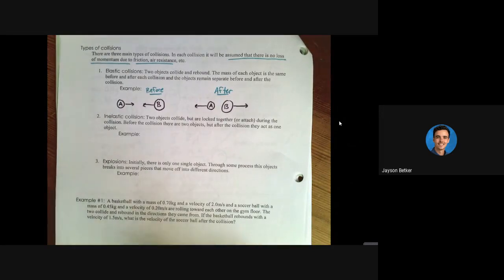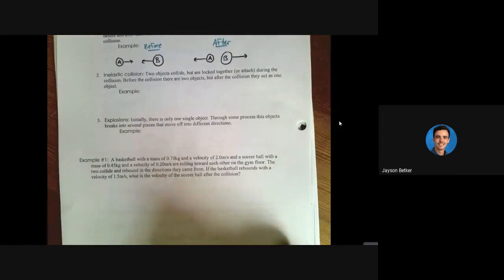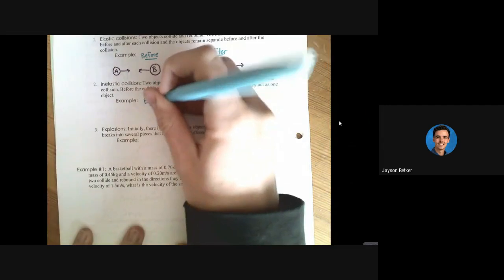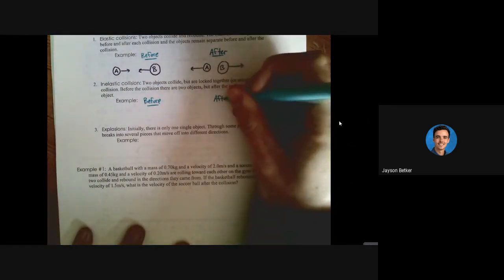Now, an inelastic collision is a little bit more of a realistic scenario. This is something that we'll see more often in real life, where 2 objects collide, but then they are locked together, or they kind of attach to one another during the collision. Okay, so before the collision, there's 2 objects, and then after the collision, they act as one single object. So again, let's take a look at this visually. Before and after.